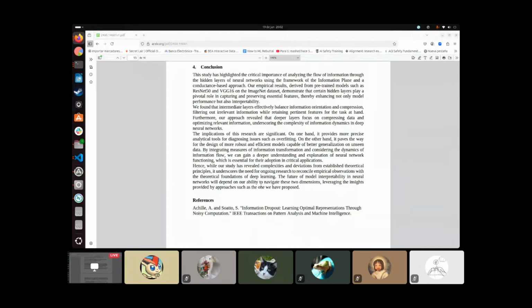I guess I wonder if the image models they are using have skip connections, because I feel like that matters. ResNet should have skip connections, but let me look. Yeah, ResNet stands for residual, right?